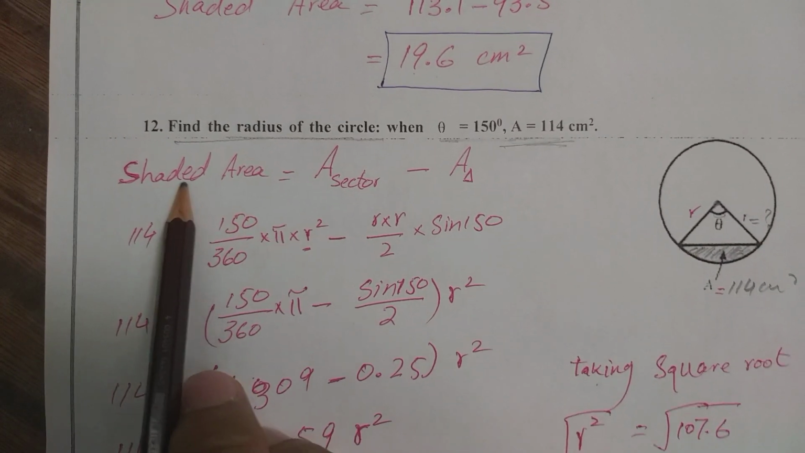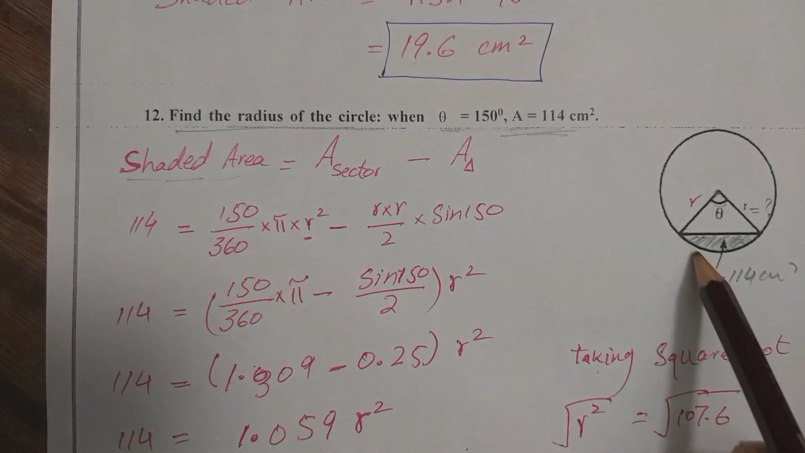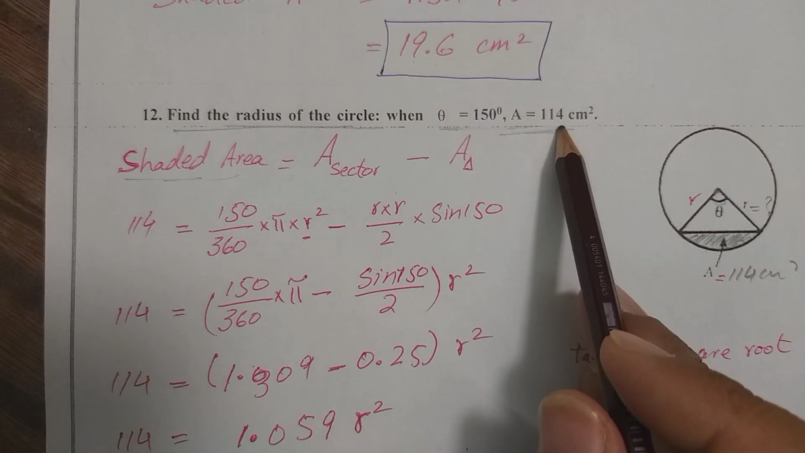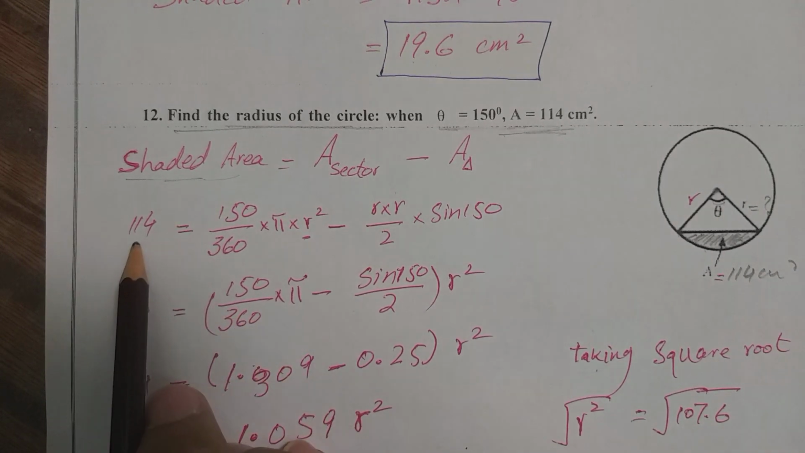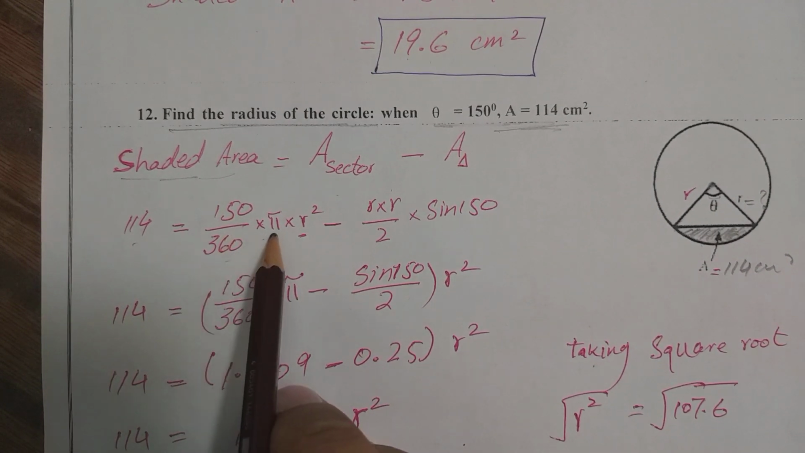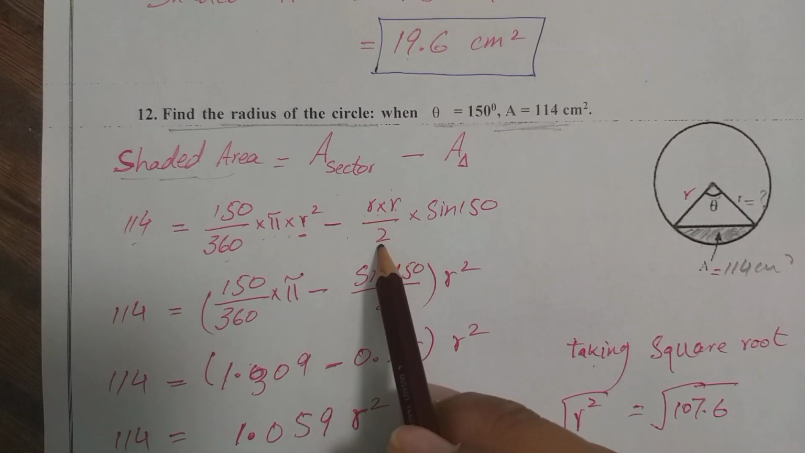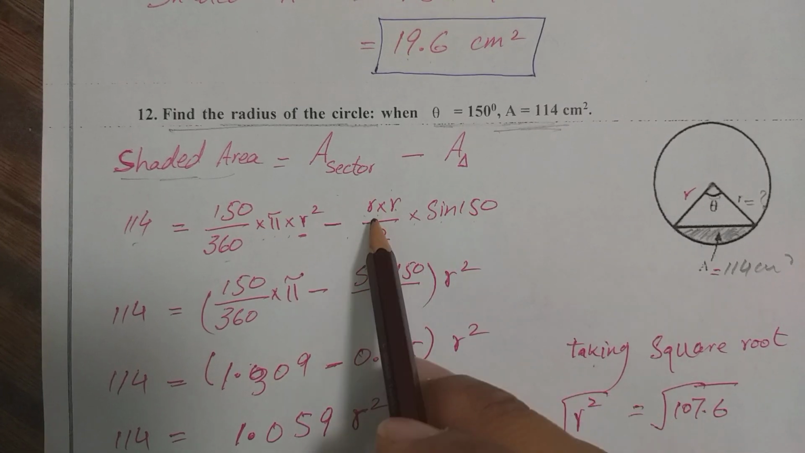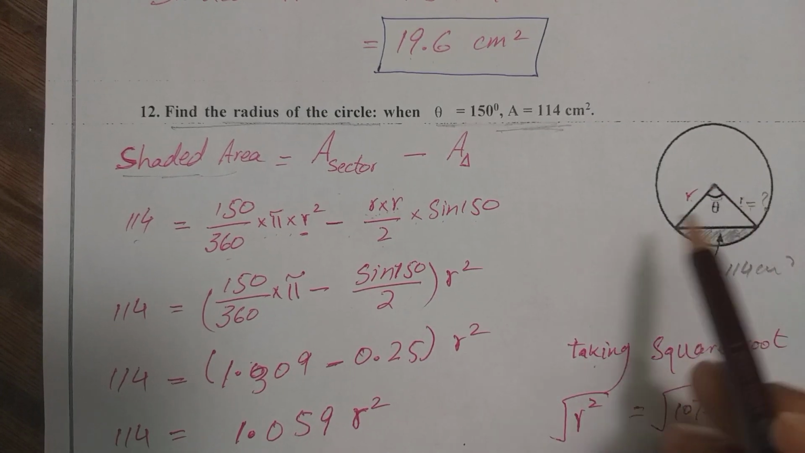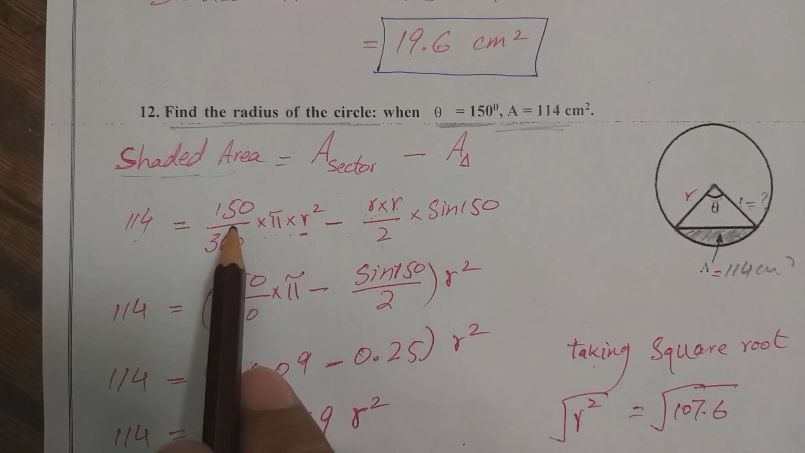So we know the shaded area. How can we find it? We did many questions about it. So shaded area equals area of sector minus the area of triangle, which is given 114. So replace the shaded area 114 and area of sector. We know the formula theta over 360 times pi times r square minus a times b over 2 times sine theta. So ab equals r times r, because the two radii are there. So sine theta, we are given 150 degrees here.